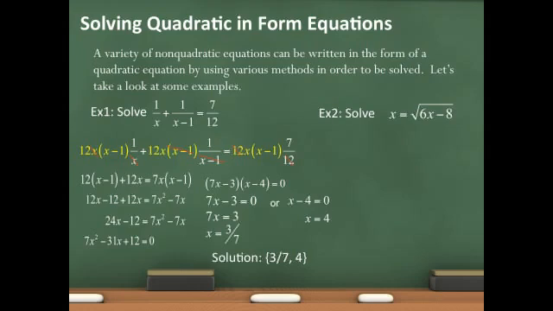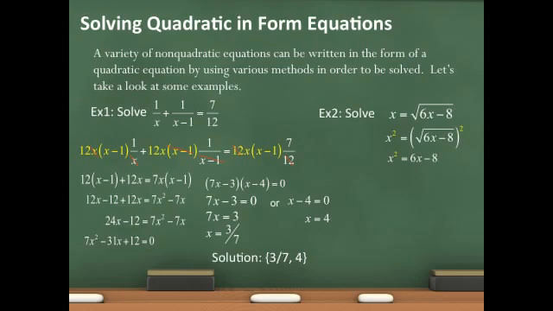In example 2, we are given x equals the square root of 6x minus 8. Here we need to eliminate the radical bar. To do this, we will square both sides of the equation. Doing this will give us x squared equals 6x minus 8.